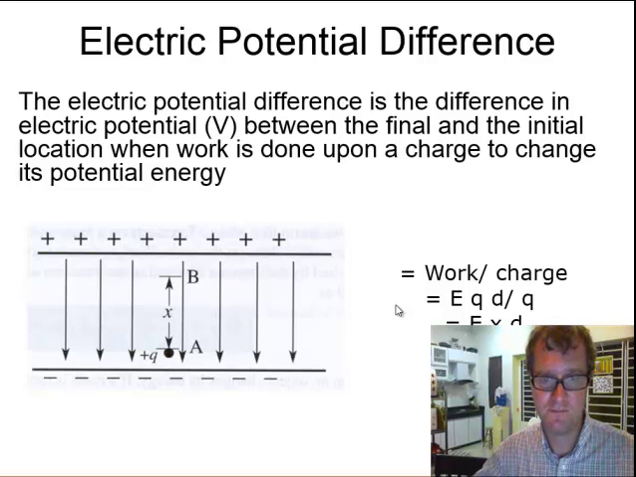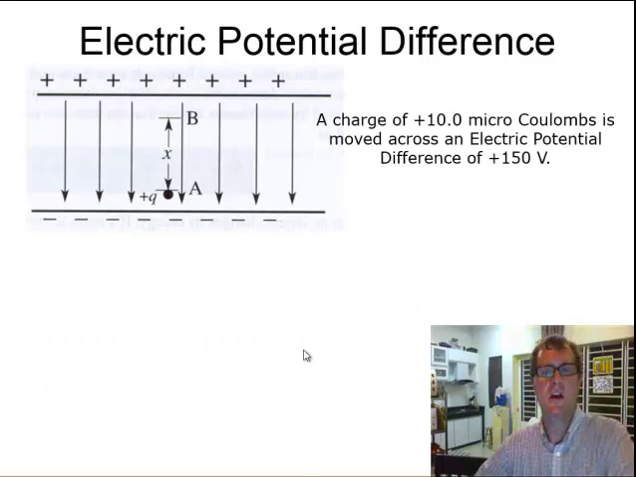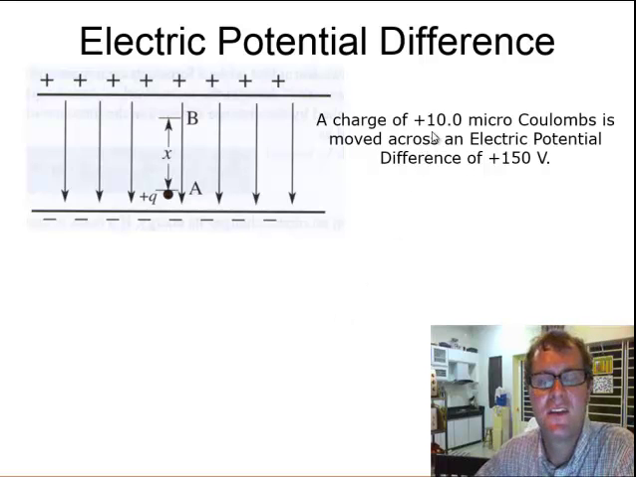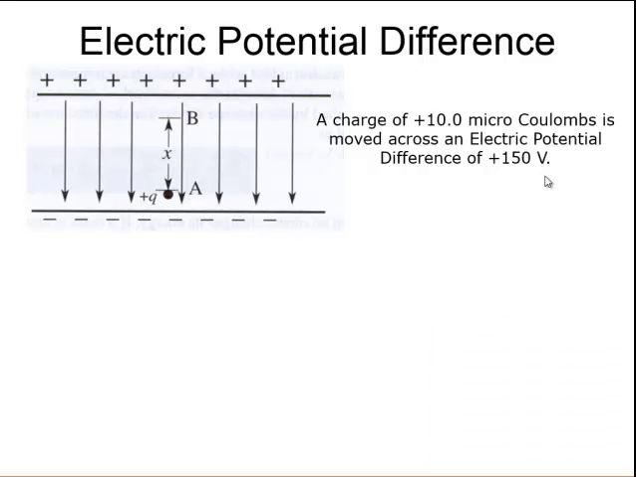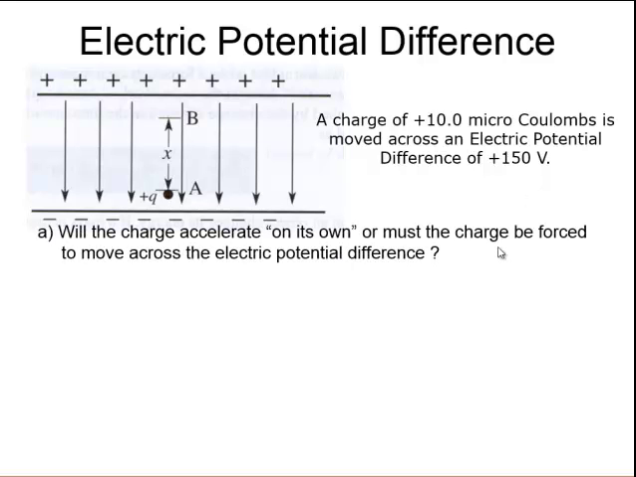Now I'll try and show a problem and answer some questions to get you to think about it. So here's the problem. A charge of plus 10 microcoulombs is moved across an electric potential difference of plus 150 volts. That's the opening statement. I've got a series of questions which I want you to think about.